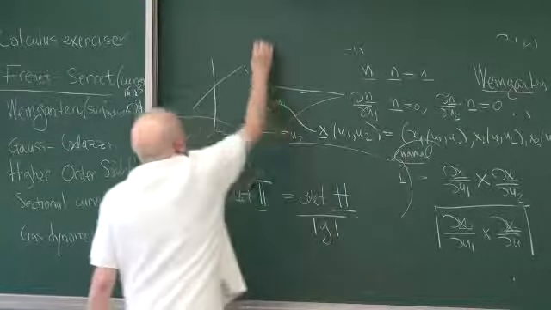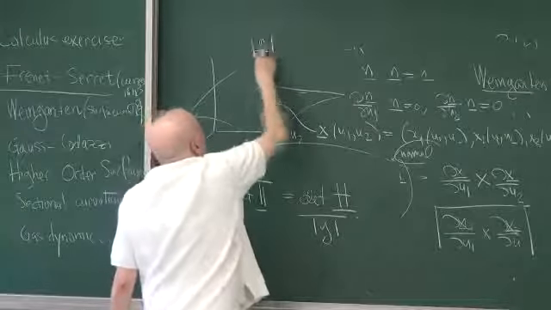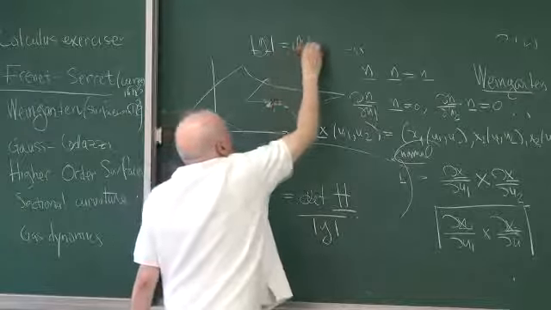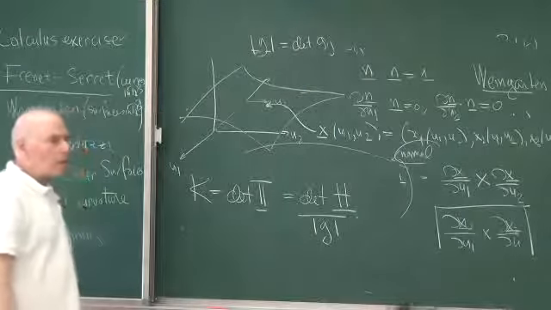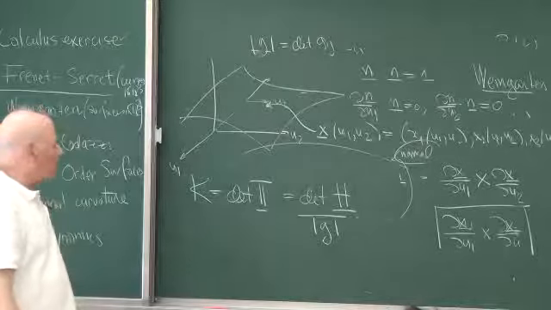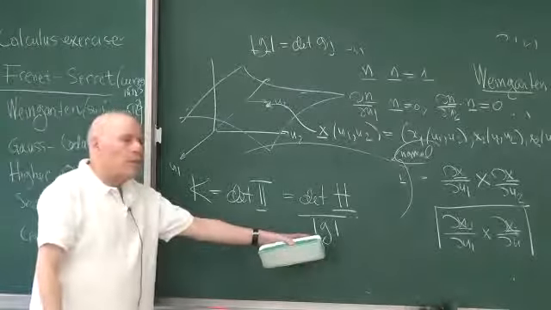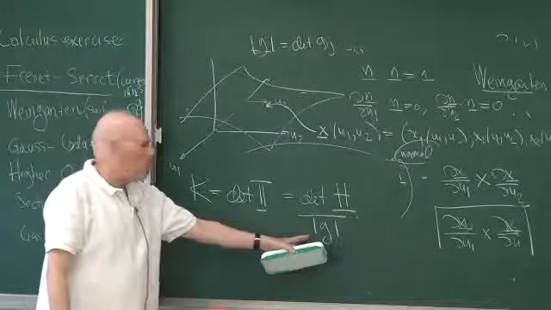But G is the determinant. G means the determinant of the metric. If we have a surface, we know how to find distances. So this is the first fundamental form.